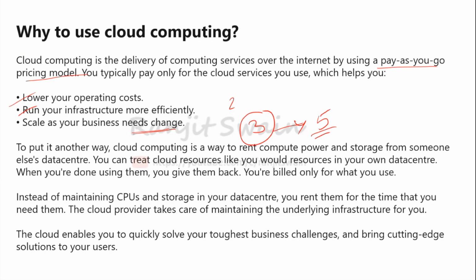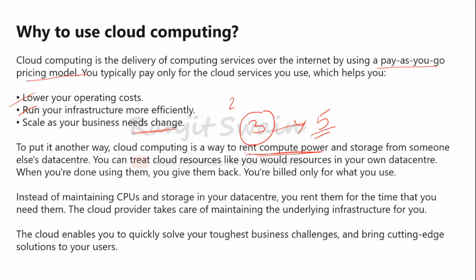What you have to use depends on your requirement. If I have money, then I can go for whatever I want, some high power processing units. If I don't have, then I'll look for a cheaper one. That's the model you have to use. So to put it another way, cloud computing is a way to rent computing power.